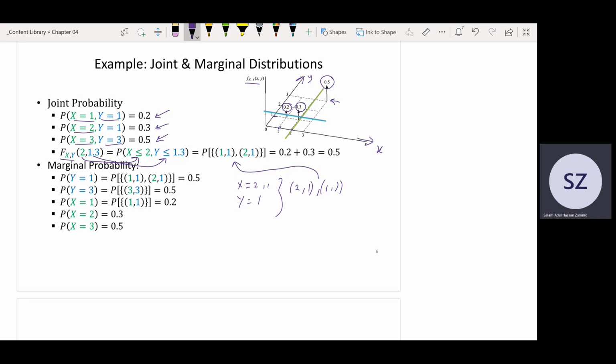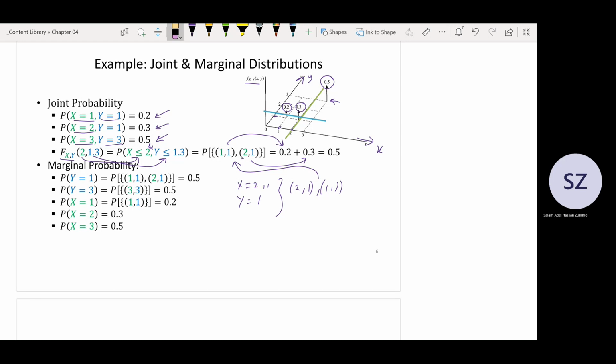Now, what is the probability of 1 and 1, and 2 and 1? What is the probability of these two events? In this case, we are talking about the probability of this set together. It's the union of the two sets, right? It's the probability of this plus the probability of this because they are mutually exclusive. So this is the probability of 1, 1, and this is the probability of 2, 1.